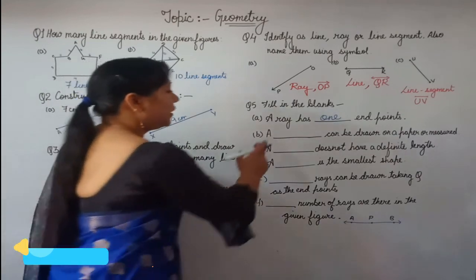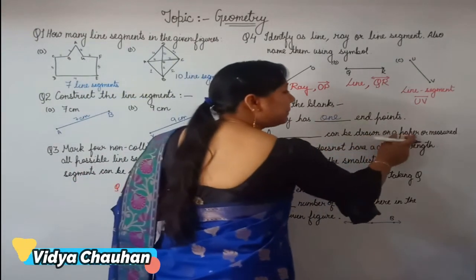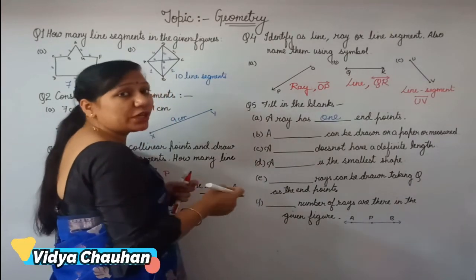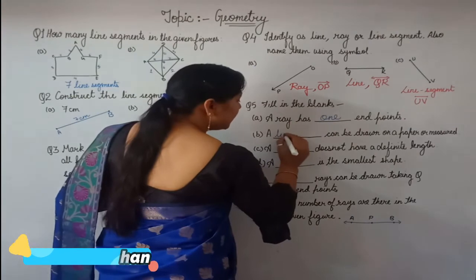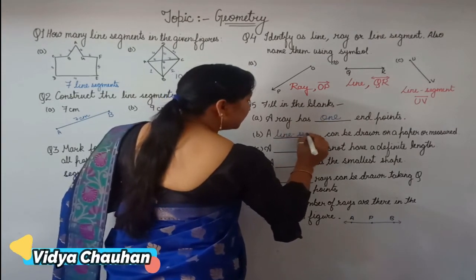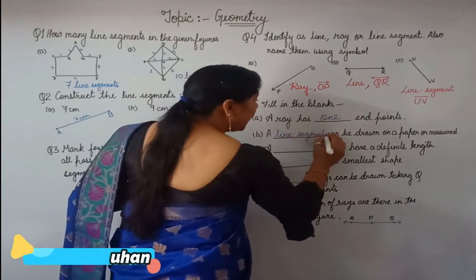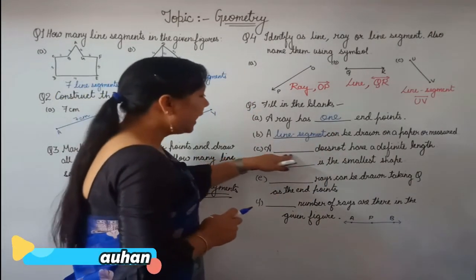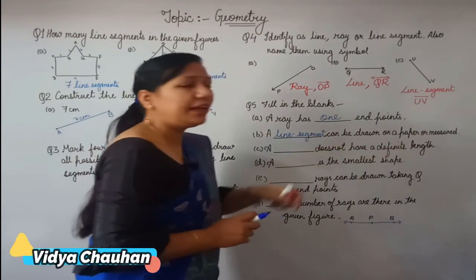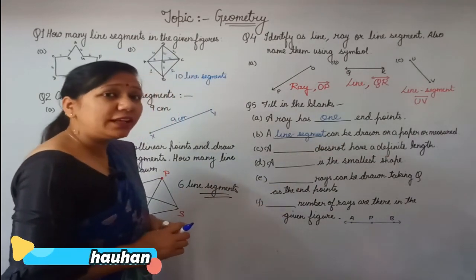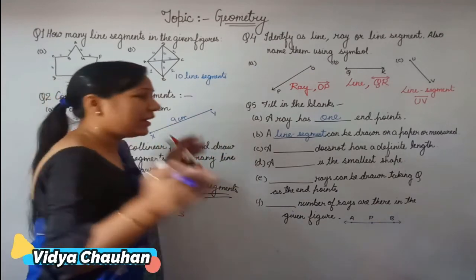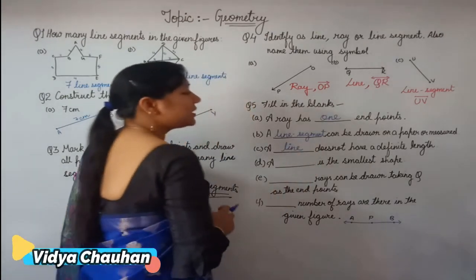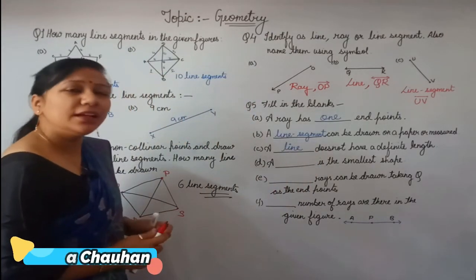The second one, a dash can be drawn on a paper or measured. Which figure can we easily draw on a paper and measure also? So yes, it is a line segment. We can easily draw a line segment on a paper and we can measure it also by using a scale. Third, a dash does not have a definite length. Which figure does not have a definite length? That means whose length is infinite. Yes, a line. A line does not have a definite length.